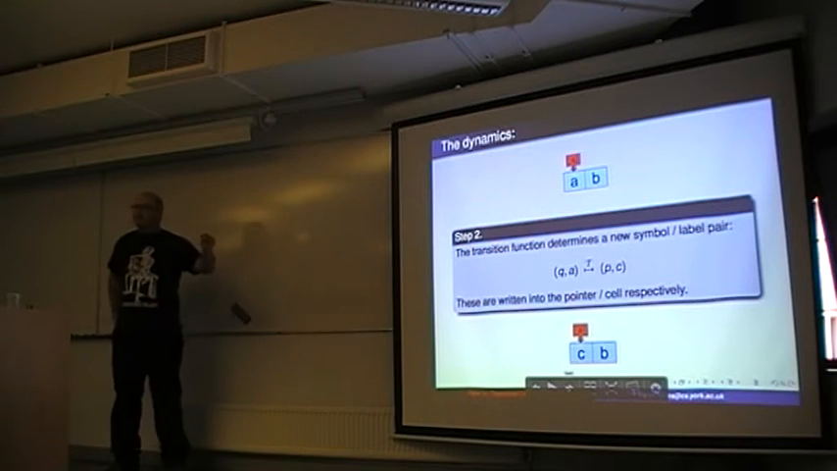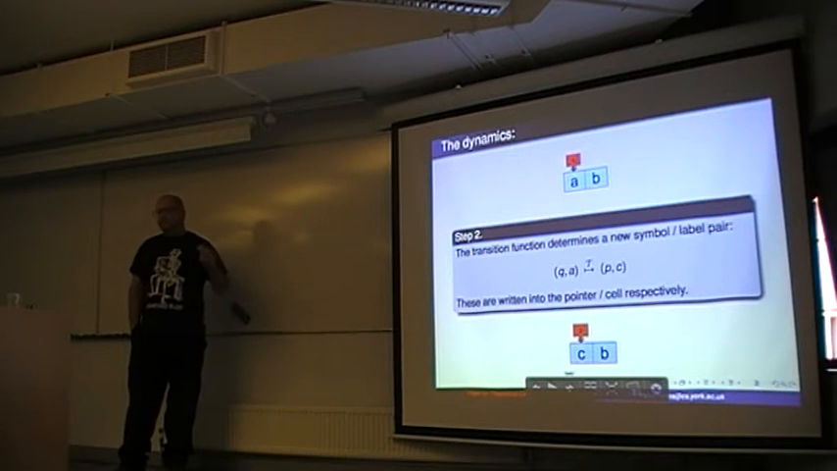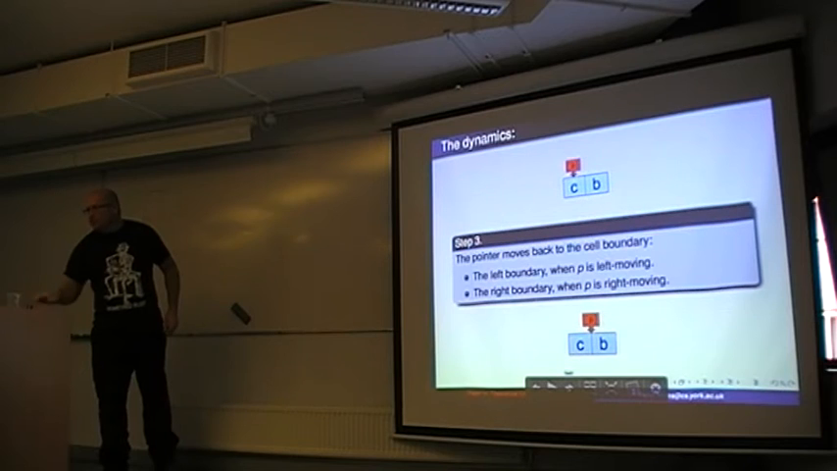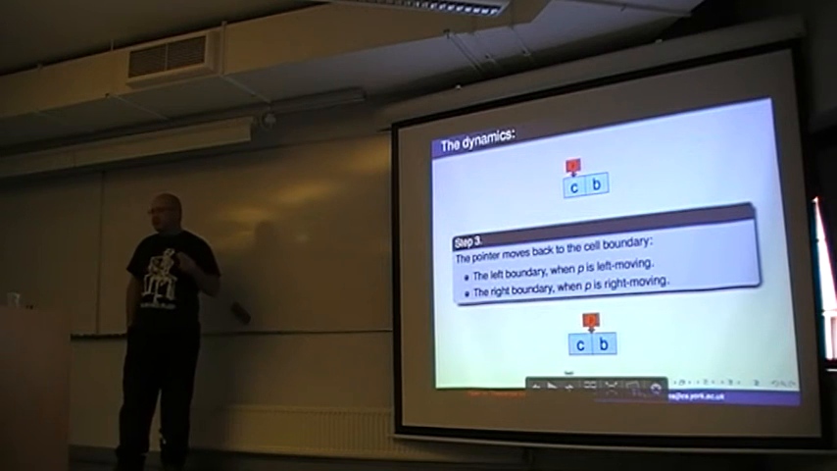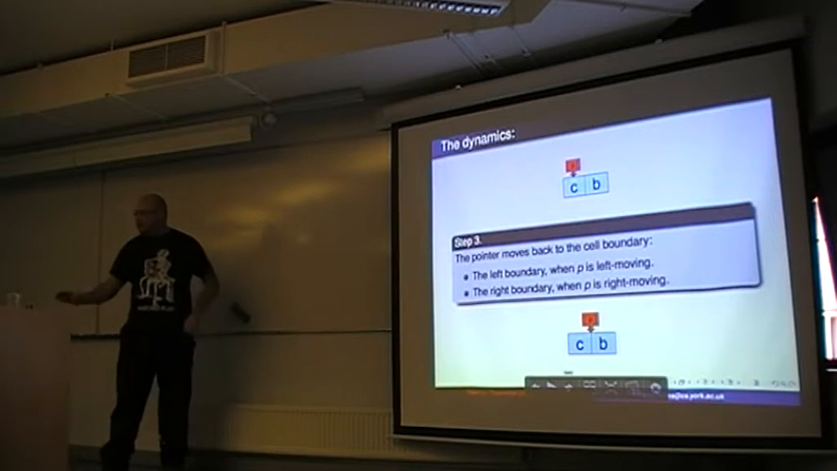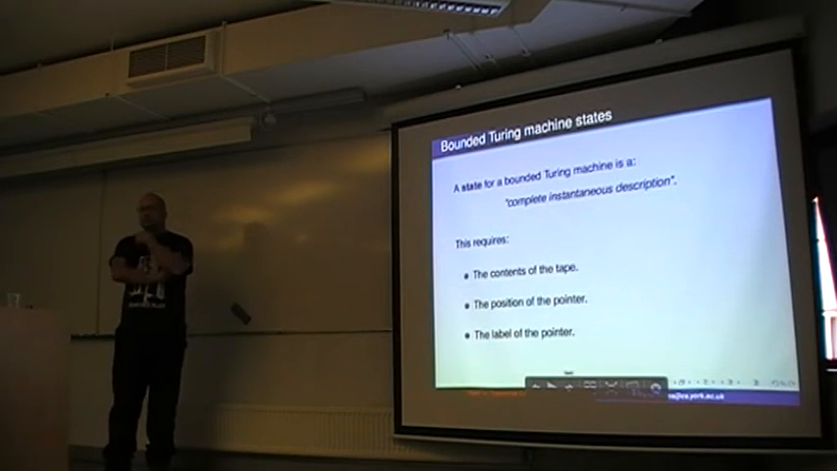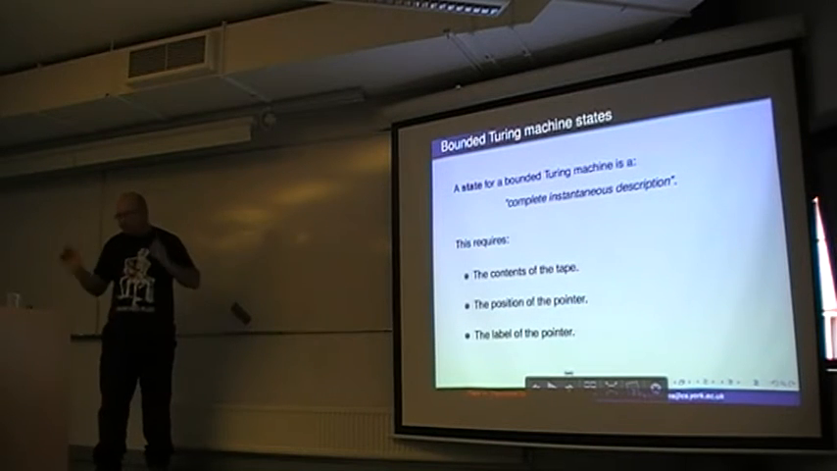Okay, so it moves onto a cell, then the transition function gives us a new symbol and a new label. This goes onto the tape and onto the pointer respectively. Then we're going to move back to a cell boundary. It's going to be the left boundary when our new label is left moving, and the right boundary when our new label is right moving. And of course we're going to deal with the notion of state, which is a complete instantaneous description of how the bounded Turing machine looks.